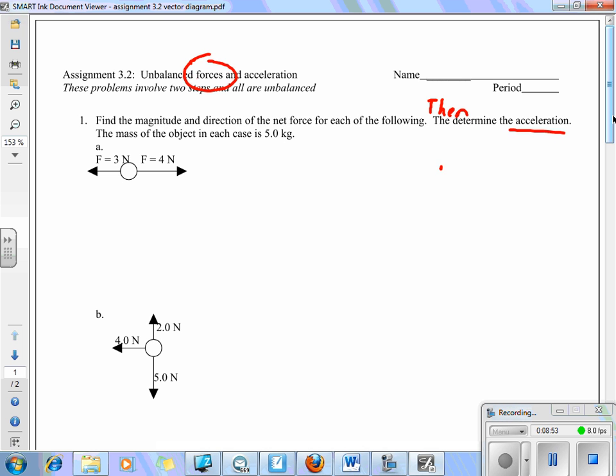The way you're going to do that is you recall F net equals ma. When you find the resultant of these vectors, that's going to be the net force. That must then be equal to mass times acceleration. The mass given in the problem for at least A, B, and C is 5 kilograms. Whichever direction the net force is heading is the exact same direction the acceleration is heading, because the net force is producing that acceleration, which means they have to be in the same direction.